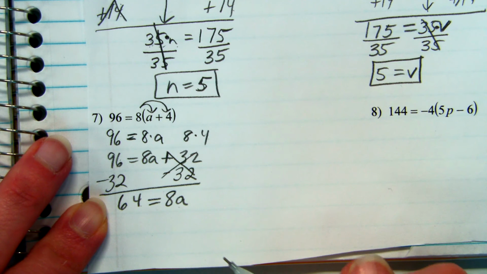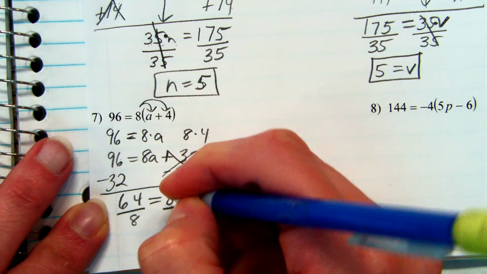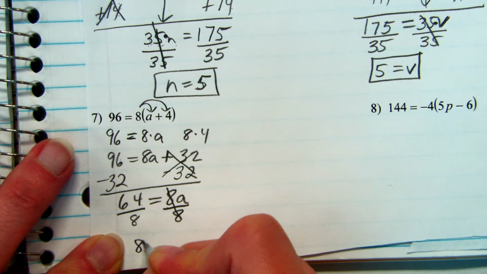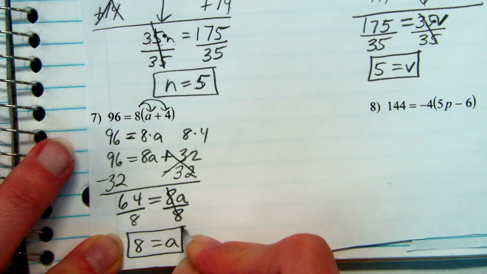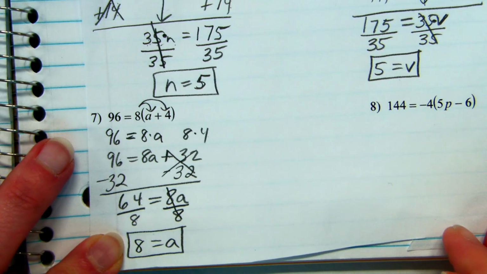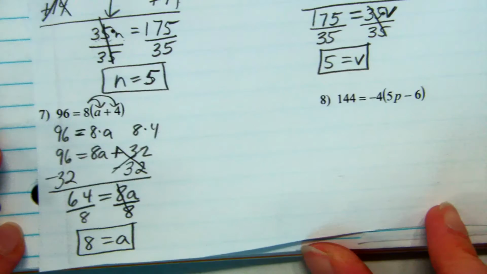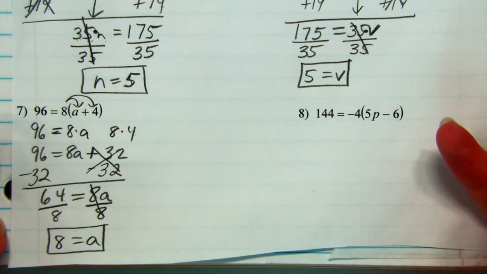Sam, go for it. Divide by 8. Awesome. Good job. So divide both sides by 8. And so 64 divided by 8 will just be 8. And over here, the a is all by itself. And we're done. So 8 equals a. All right, we've got just one more example before we'll do a practice problem.